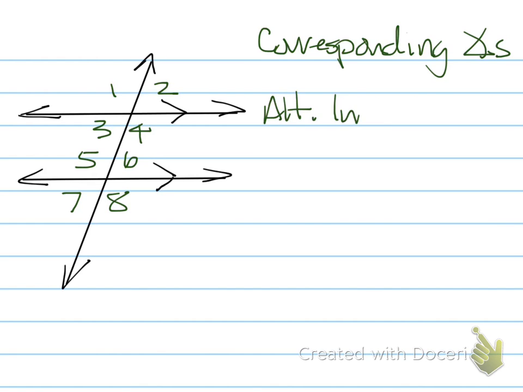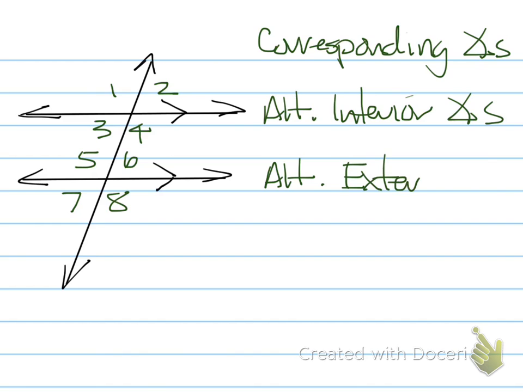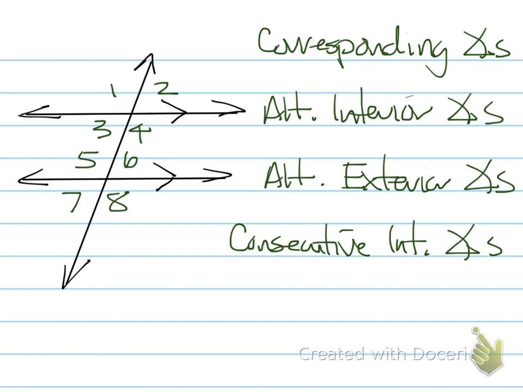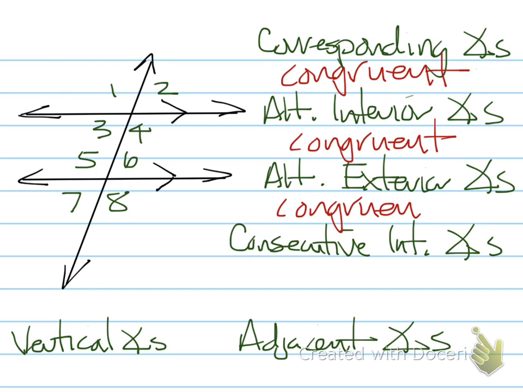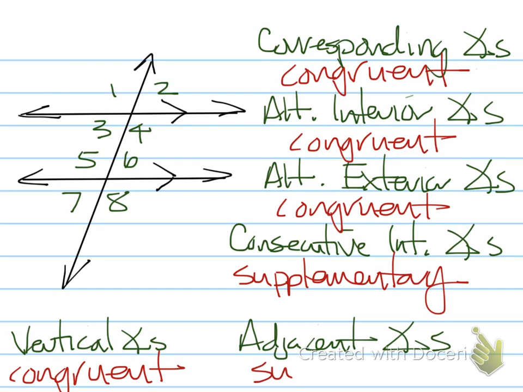So starting with corresponding angles, if a transversal intersects parallel lines, then the corresponding angles will be congruent. The alternate interior angles will also be congruent. Alternate exterior angles will be congruent. And the consecutive interior angles will be supplementary, so they will add up to 180. Vertical angles are always congruent. And whenever a transversal intersects parallel lines, all the angles that are next to each other, the adjacent angles, will always be supplementary.